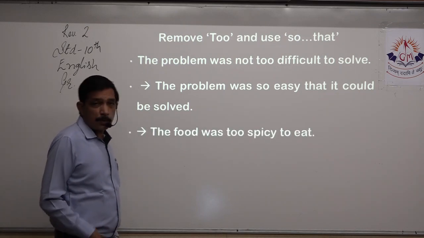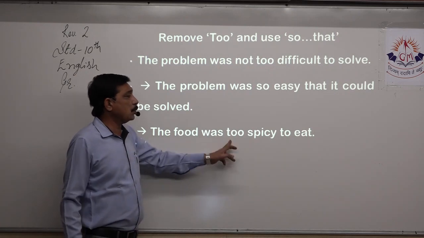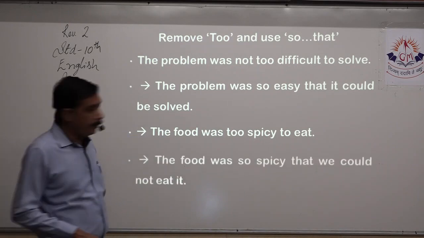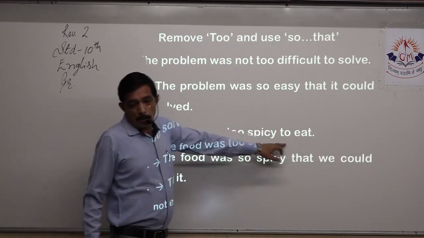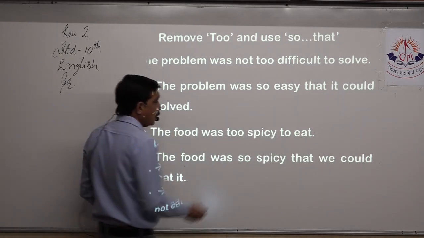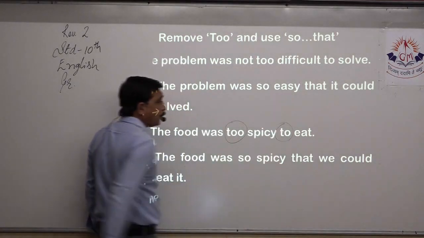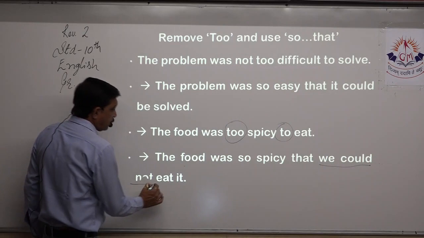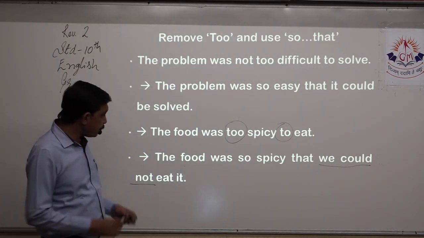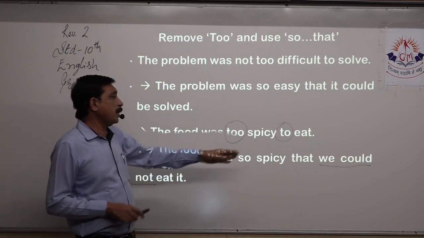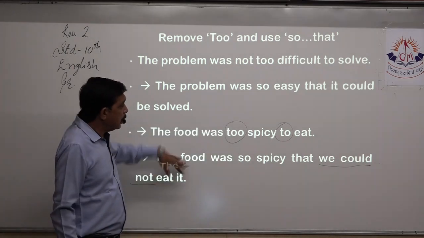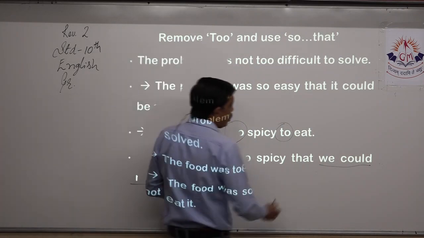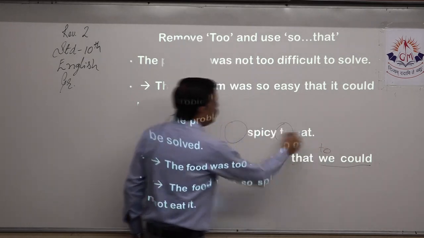The food was too spicy to eat. The food was so spicy that we could not eat it. That we have already seen, right? Because "too" is there. Now this "too" is going to be replaced. That means we have to add "we could not". That much we have to add. The opposite: the food was so spicy that we could not eat it. Into "too": the food was too spicy, instead of "we could not", and that we'll write "to eat".